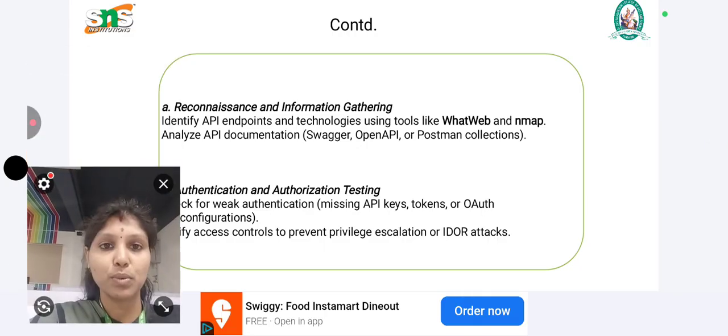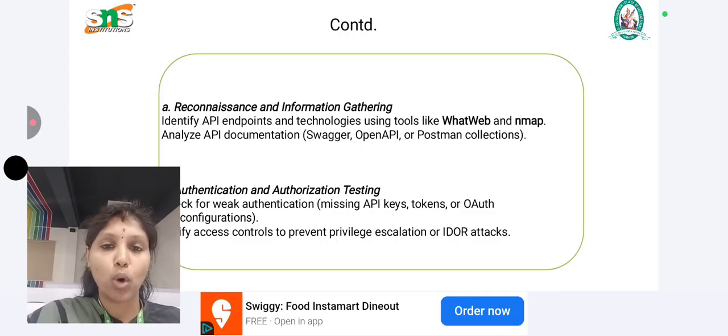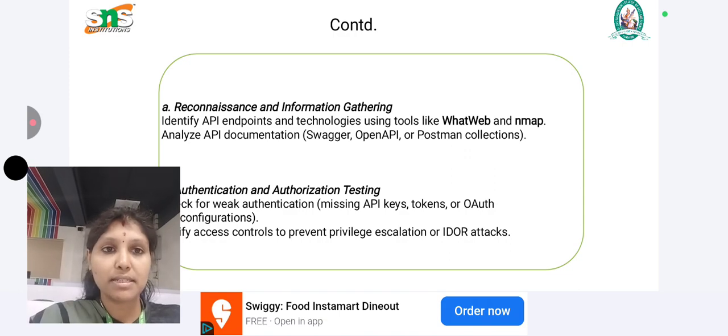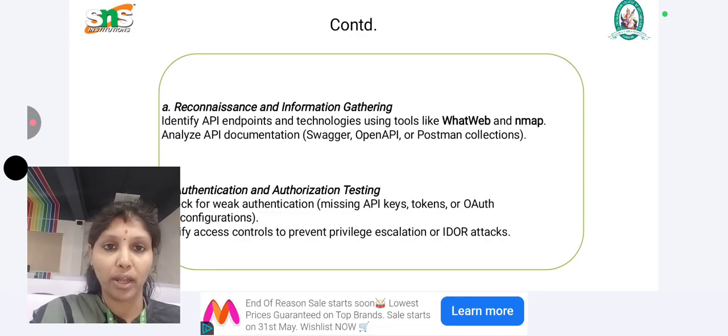Reconnaissance and information gathering identify the application programming interface endpoints as well as the technologies, using tools like Nmap, in order to analyze the documentation available under application programming interfaces with the help of the Postman tool as well as the Swagger OpenAPI. So with that we are going to analyze the documentation in order to gather information to make that API secure.